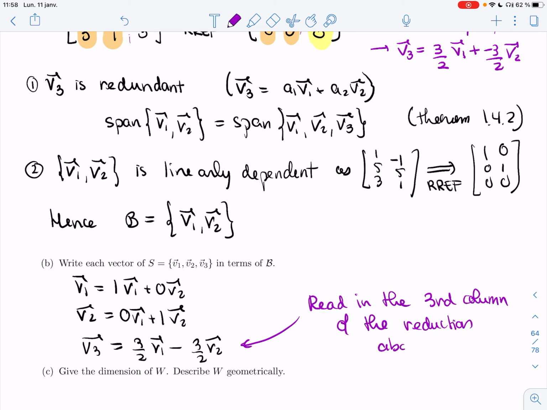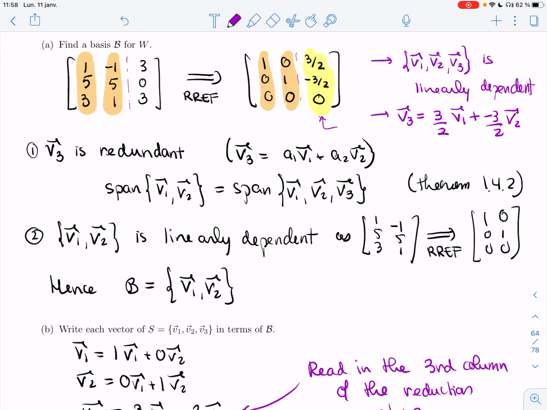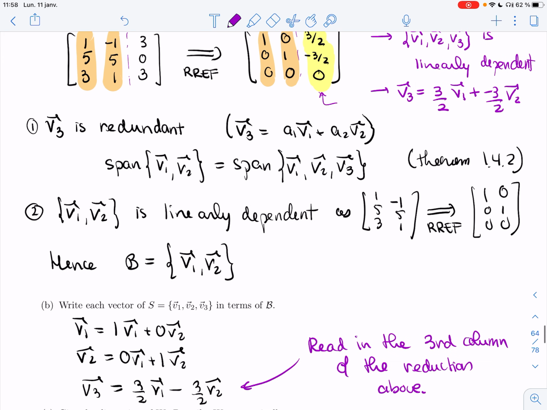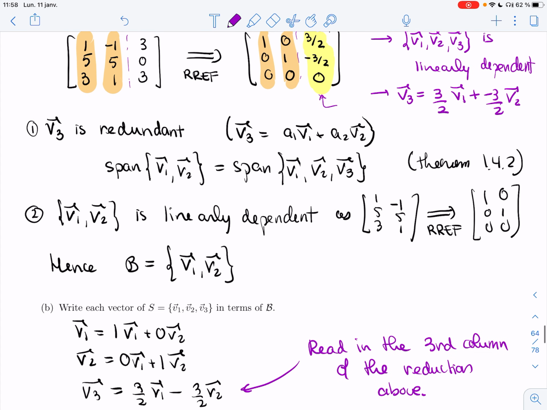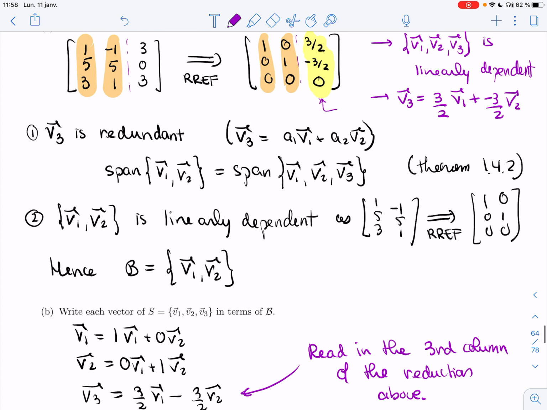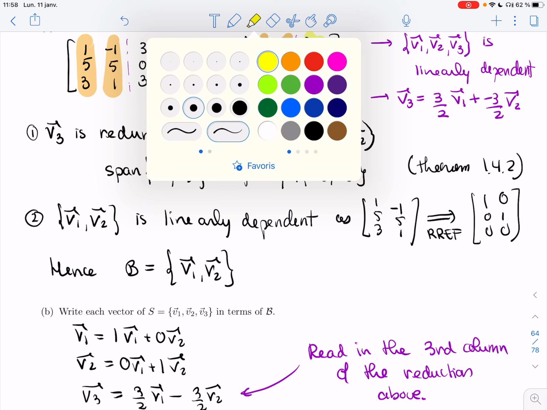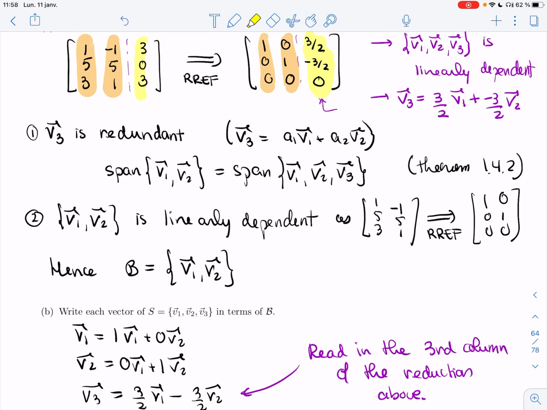So this yellow column here gives you the coefficients that you need. It gives you a recipe for V3 in terms of V1, V2. The way I think about it is the relationship between the columns doesn't change when you reduce. So if in the reduction here the third column is 3 halves times the first minus 3 halves times the second, that's going to be true at the start as well.